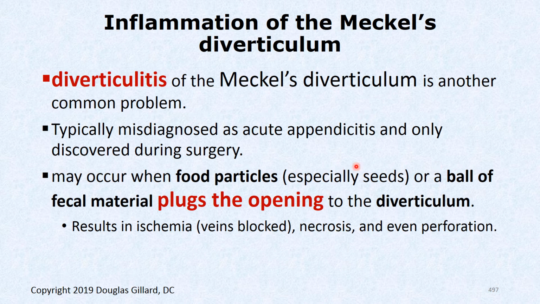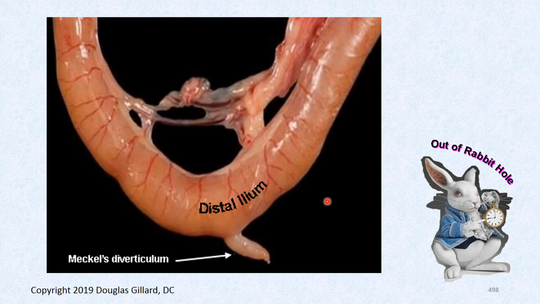Okay, food particles too, little kind of pre-poop balls can plug that up, and that's the same for diverticulosis, which we'll talk about in GI/GU. Okay, here's one section that was taken out of a young patient who didn't make it, but you can see the diverticulum looks like the appendix coming off the cecum of the large intestine, but it's not. That's a Meckel's diverticulum. Out of the rabbit hole now.